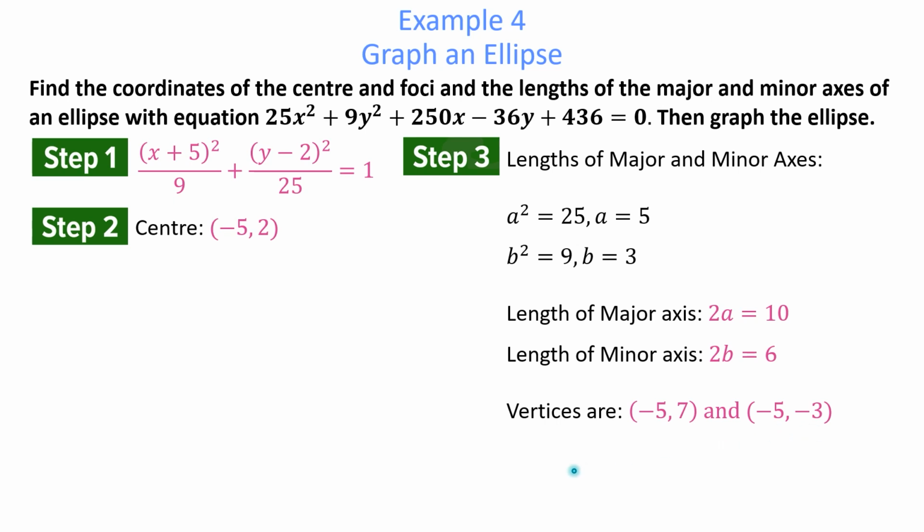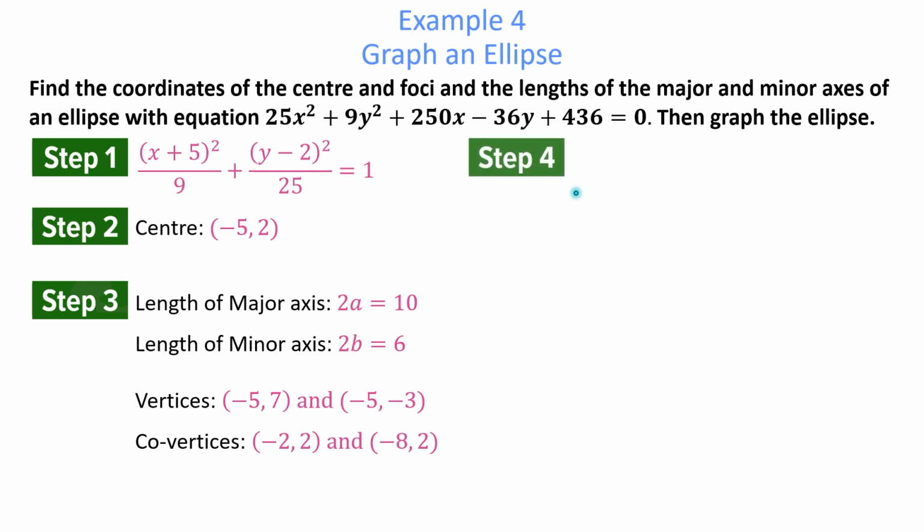And for the co-vertices, what we want to do is add and subtract 3 units to the x coordinates here. So if you add 3 units to the x coordinate here, we get minus 2 and 2. If we subtract 3 units from this x coordinate here, we get minus 8 and 2.